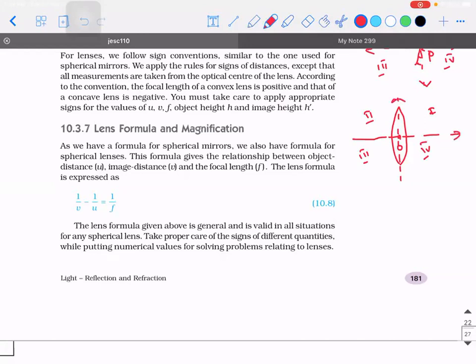Any distance measured on the right of the optical center is taken as positive. Any distance measured on the left of the optical center is taken as negative. Any distance measured above the principal axis is taken as positive. Any distance measured below the principal axis is taken as negative.